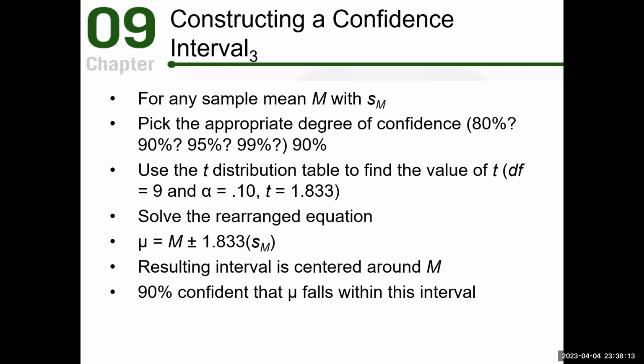So for any sample mean with an estimated standard error, you can pick any degree of confidence. You can pick an 80% degree, 90%, 95%, 99%. You can pick any of those confidence intervals. But when you're looking at the confidence interval, you have to look at 1 minus the alpha level.